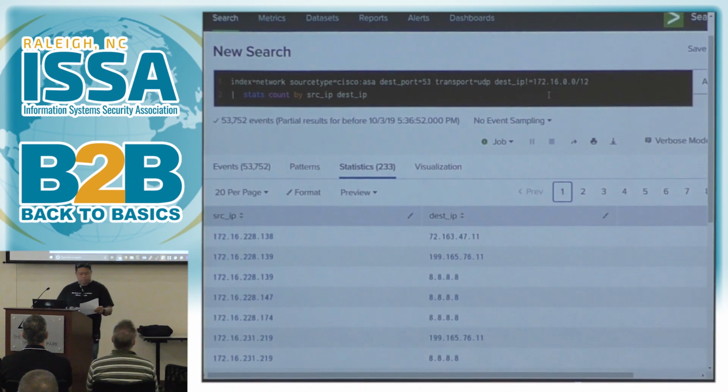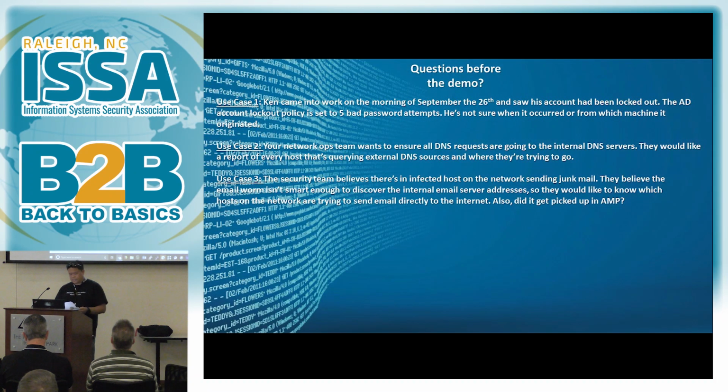All right. Stop me at any time, guys. So third use case scenario. The security team believes there's an infected host on the network sending junk mail. They believe the email worm isn't smart enough to discover the internal email address or email server address. So they would like to know which hosts on the network are sending email directly to the internet. And also, did it get picked up in AMP? And since we're Cisco, we have AMP.